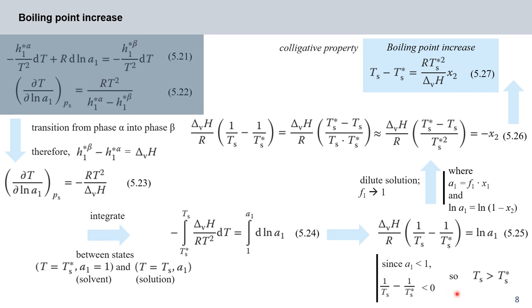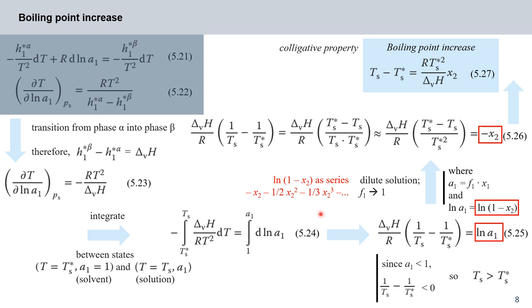So if we restrict ourselves again to ideally dilute solutions, we may replace the activity A1 by the mole fraction X1 times the activity coefficient F1, and for ln A1 we can write ln (1 minus x2), so we can plug this in here. Now this expression ln (1 minus x2) can be developed into a series: minus x2 minus half x2 squared minus a third x2 to the power of 3 and so on.